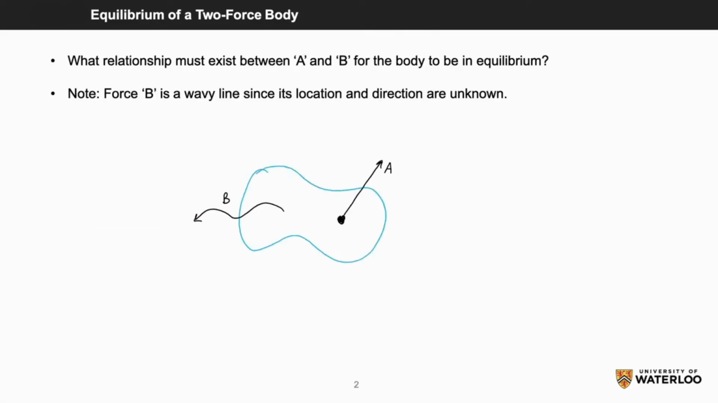For our example, we will say the separate forces are called A and B. We will be determining the relationship that exists between the two so that this object can remain in equilibrium. Notice here that A has a specific direction with an origin of point Q, but B is represented with a wavy line since the direction and where it acts on the body are both unknown. The variable D represents the perpendicular or normal distance from the force B to point Q.